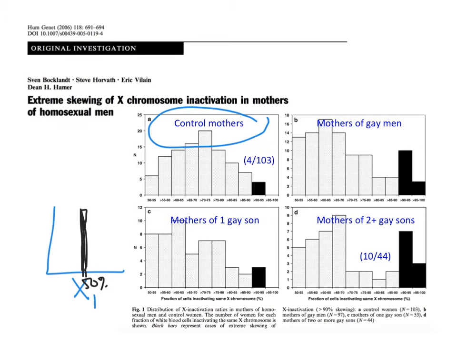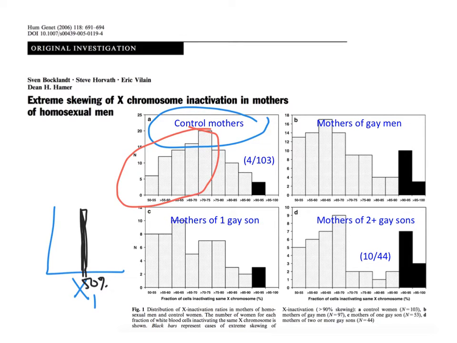Okay. And then up here at the very top, where over 90% of the cells in that mother turned off one X chromosome, there's like 3 or 4 individuals. This is what they're defining, the black columns up here is what they're defining as skewed. Like the calico cats that are mostly orange or mostly black. Mothers of non-homosexual men generally have what we would consider random X chromosome inactivation.